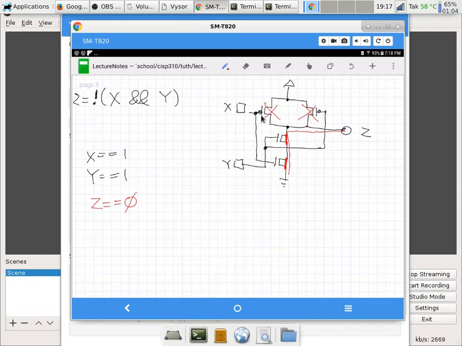Is it possible, maybe on a different circuit at least, that it has a path to both ground and power? And what would happen? Well, I can draw a very simple circuit that can do that.